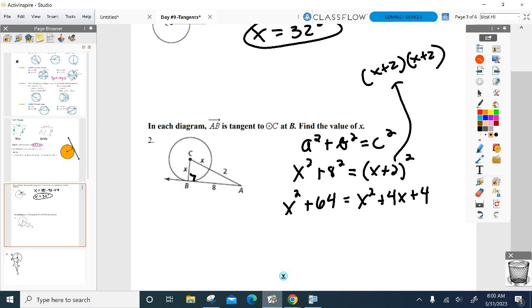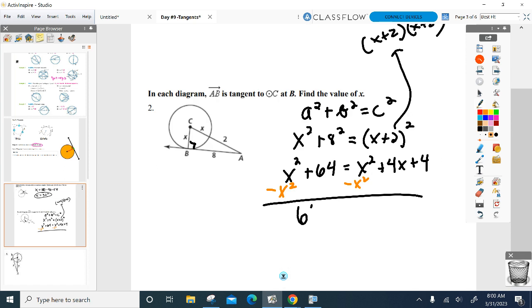All right, I've got to move it over by subtracting. I hate doing this. And what happens when I do that? When I move it over? It's gone, right? Everyone agrees it's gone. So good news for you guys. You don't have to factor here because the x squareds cancel each other out. So I'm just left with 64 equals 4x plus 4. And you guys can go ahead now and solve for x pretty easily.